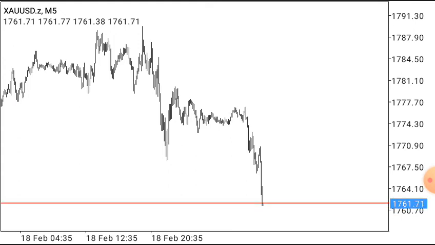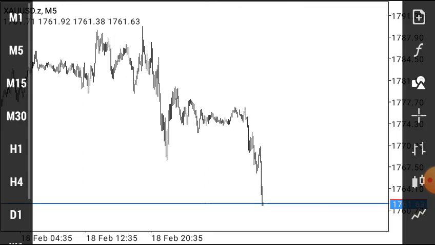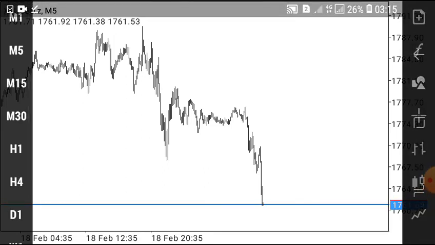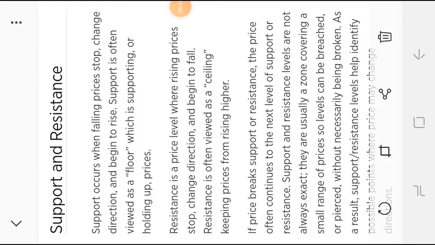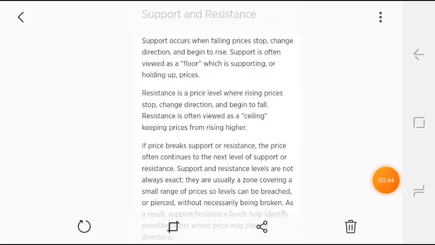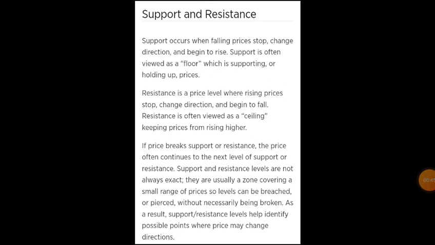So guys, the first thing I'm going to do is I'm going to show you what support and resistance basically is, right? So let's get started. Support. What is support and resistance? Support occurs when falling prices stop, change direction, and begin to rise. Support is often viewed as a floor which is supporting or holding up prices.